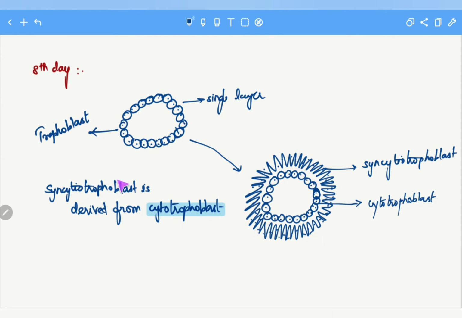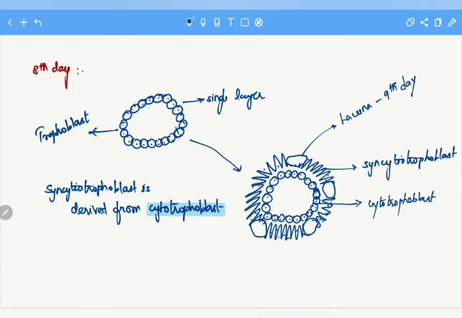Another important thing is that the syncytiotrophoblast develops more on the embryonic pole than on the abembryonic pole. So around 9th day, the syncytiotrophoblast develops some fluid filled cavities like this. These fluid filled cavities are also called lacunae. So multiple cavities start developing in the syncytiotrophoblast around 9th day.